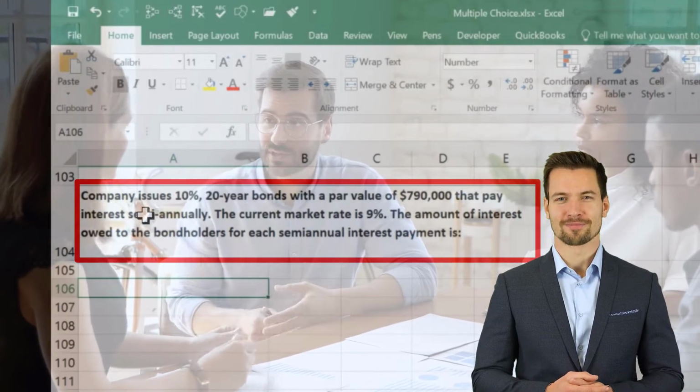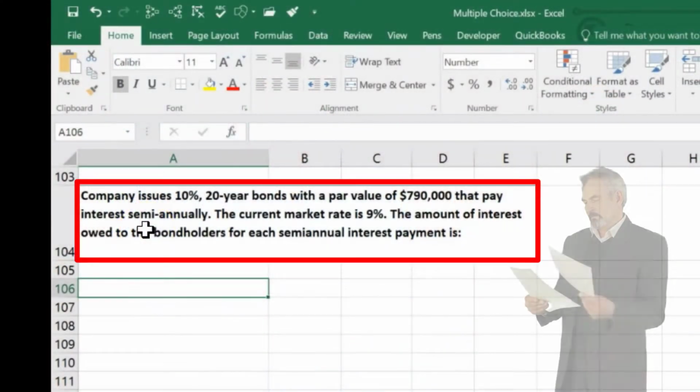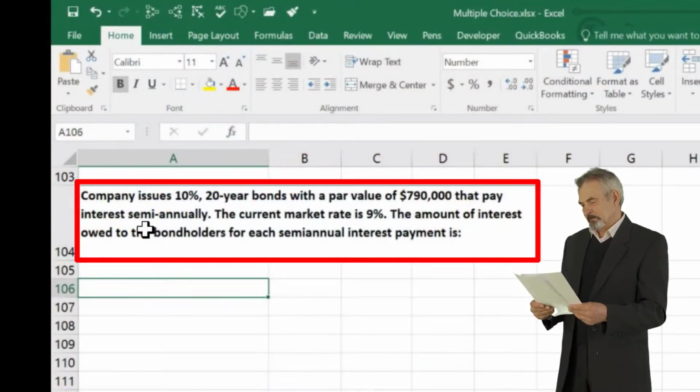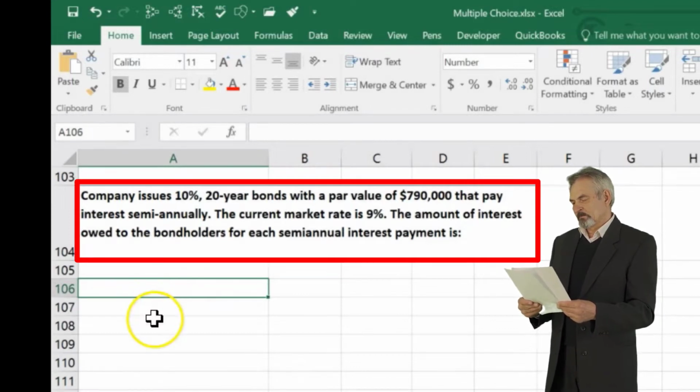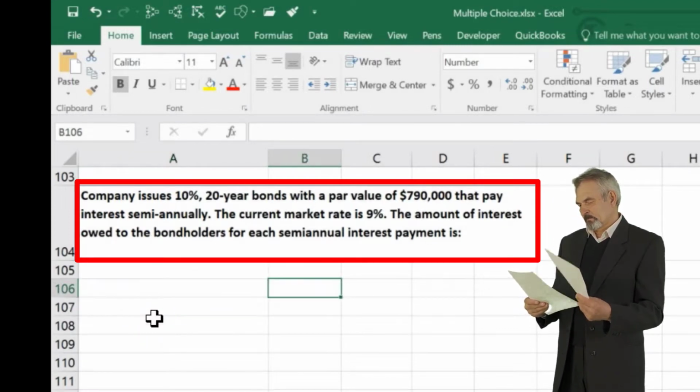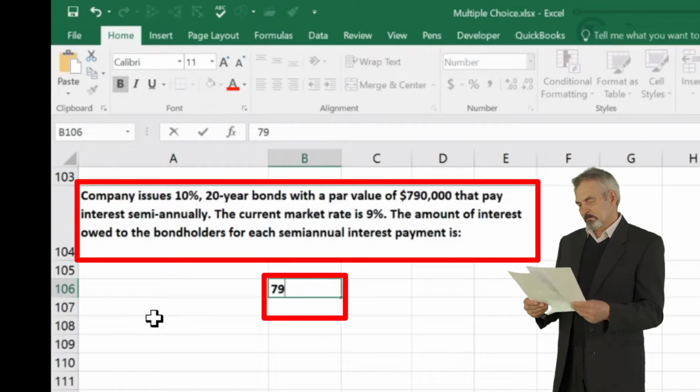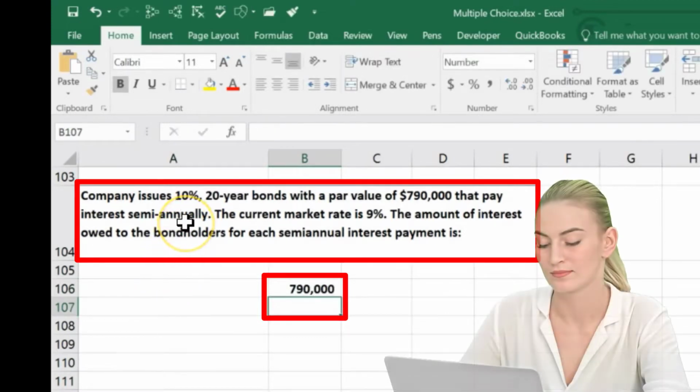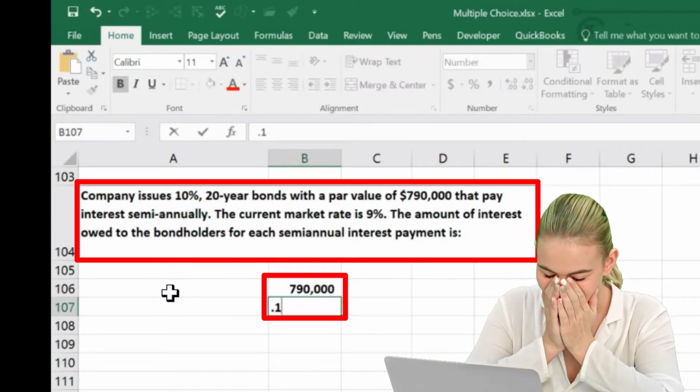And typically, a lot of the time, it'll be semi-annual, meaning we're going to have to take the interest rate for half the year. So the interest will be paid on these bonds every 6 months, half a year. So $790,000. What rate are we going to use? We're going to use the rate on the bond. That's what will actually be paid out. So we're going to have to put in the 0.1 or 10%.